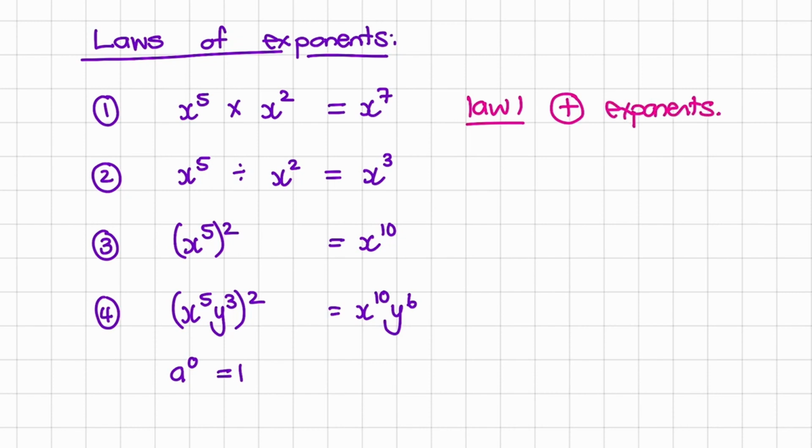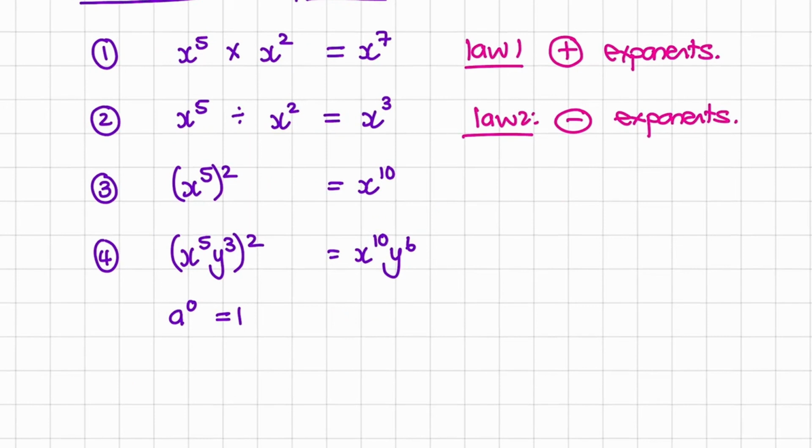The second law, the law of division, says that if the bases are the same, then we can subtract exponents from one another. So here we have x to the power of 5 divided by x squared, and the answer is x cubed, and that comes from saying 5 minus 2, which is equal to 3. So with division, we subtract exponents.